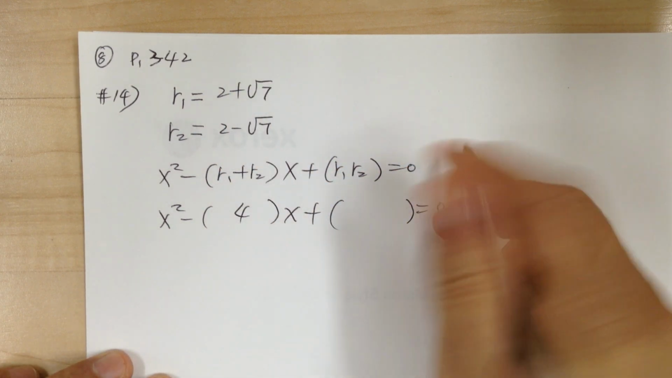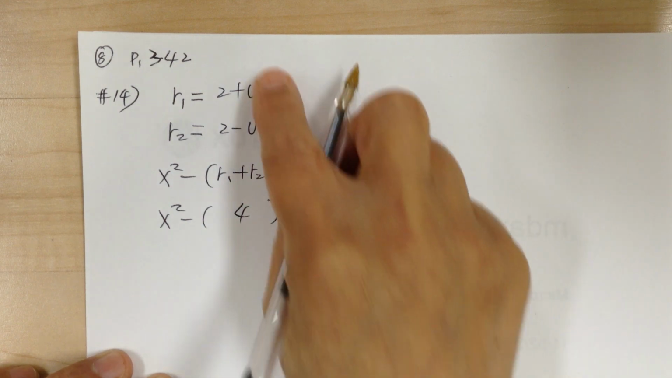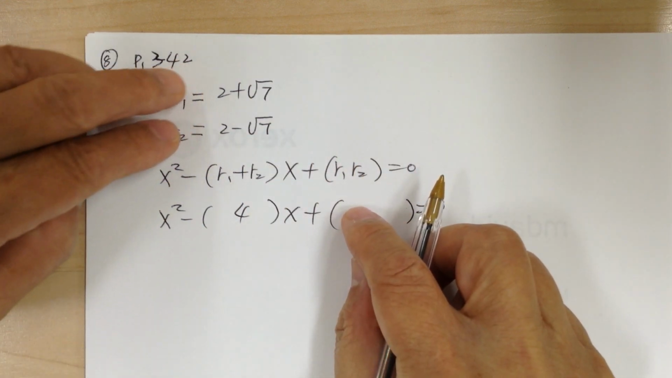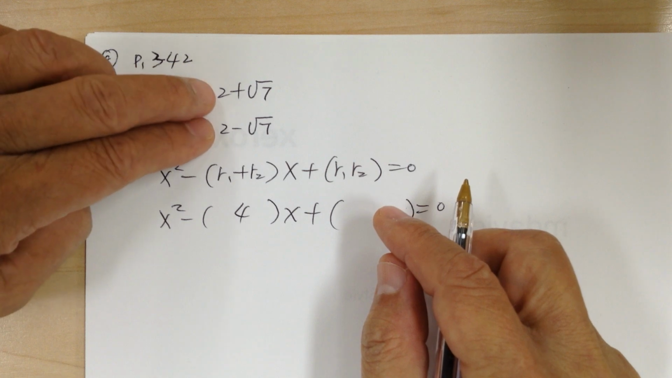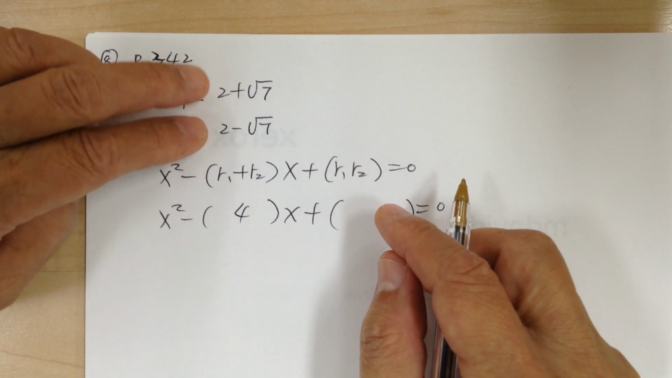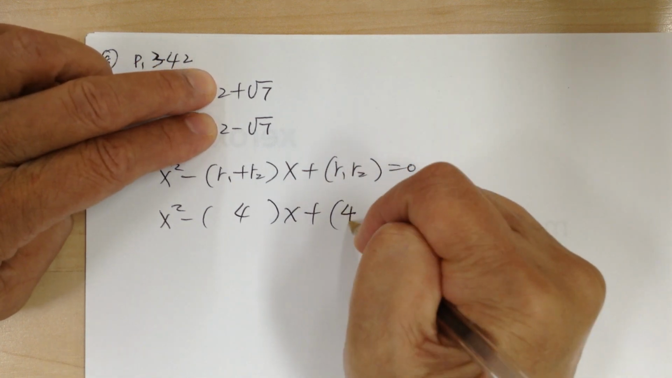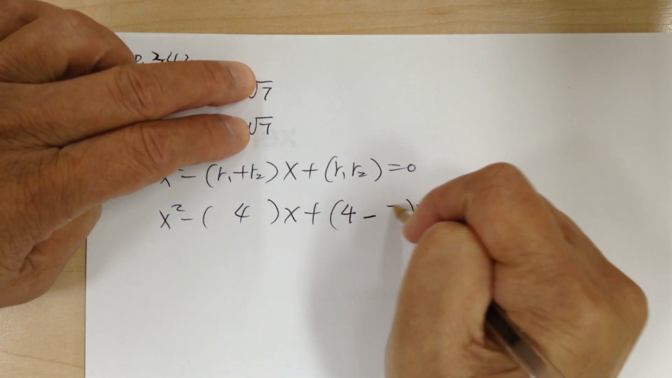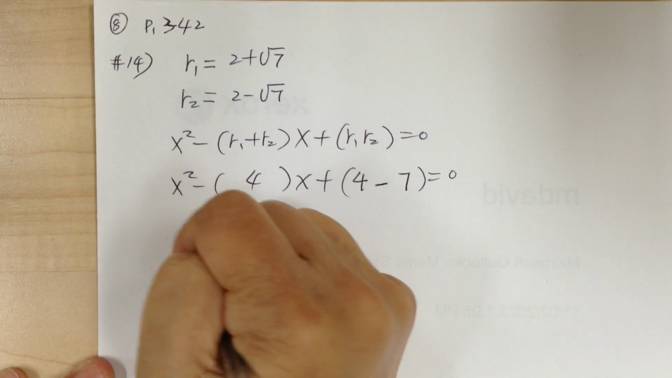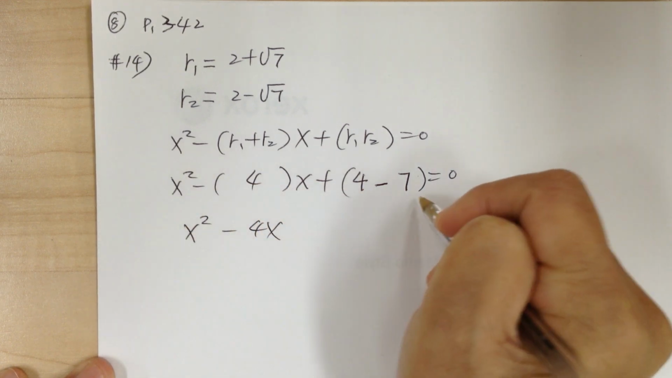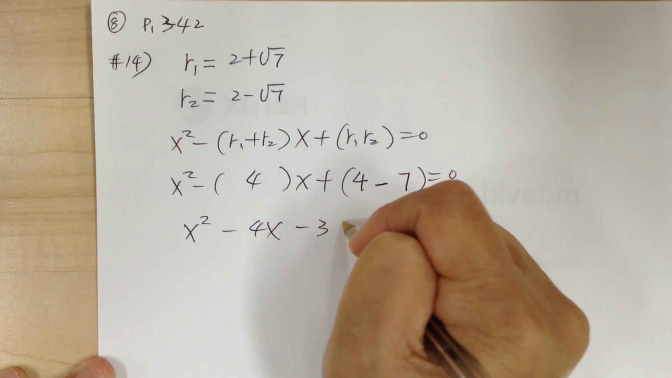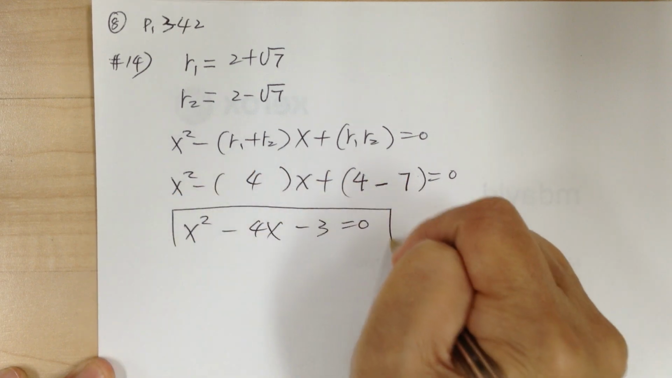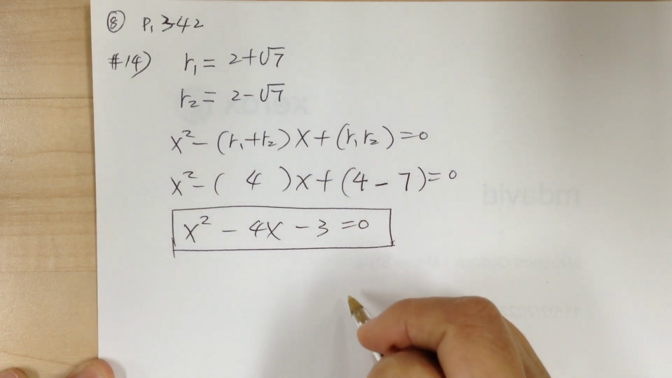And next one, you're going to multiply R1, R2. So when you multiply the conjugate, you just multiply the corresponding part. So 2 times 2 is 4. Plus times minus is minus. Square root 7 times square root 7 is 7. So you end up with x squared minus 4x, and this would be -3. So minus 3 equal to 0, and that is your equation.